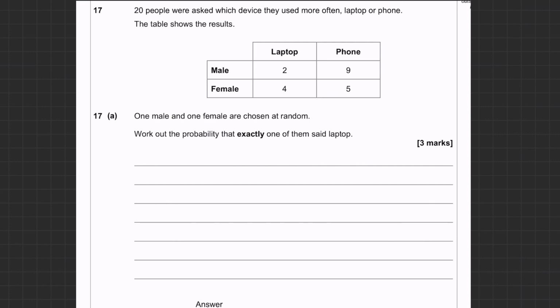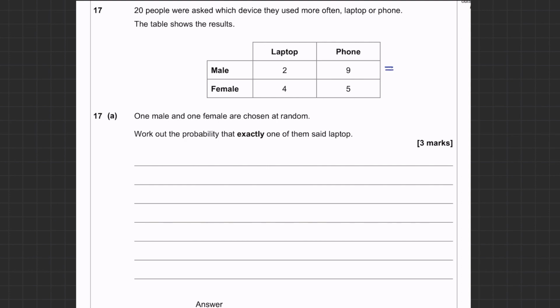Question 17. 20 people were asked which device they use more often, laptop or phone. I'm guessing most people these days would use the phone. So here's the table of results. One male and one female are chosen at random. Work out the probability that exactly one of them said laptop. So I'm going to work from the top row first and work down.